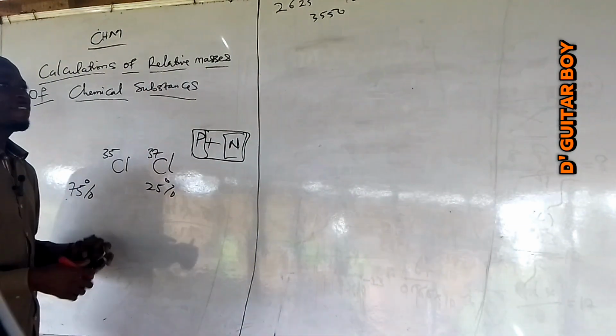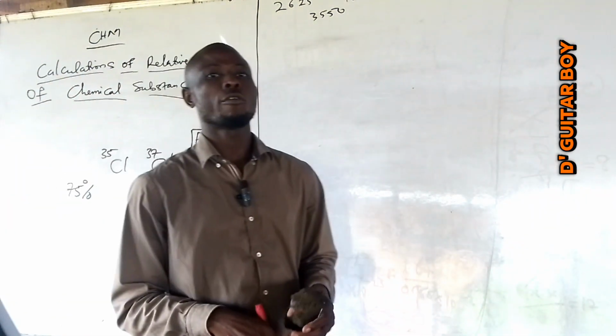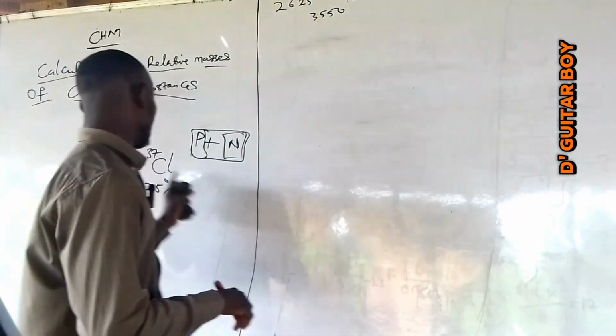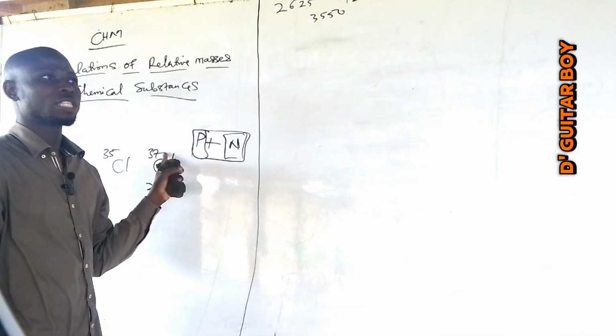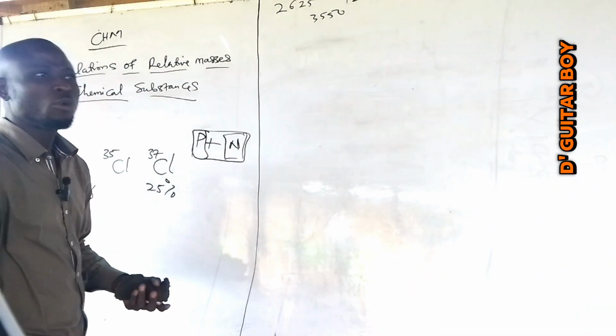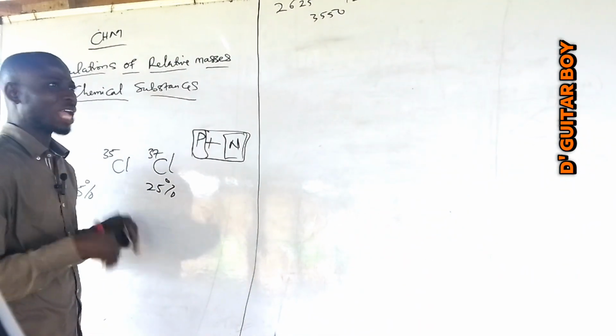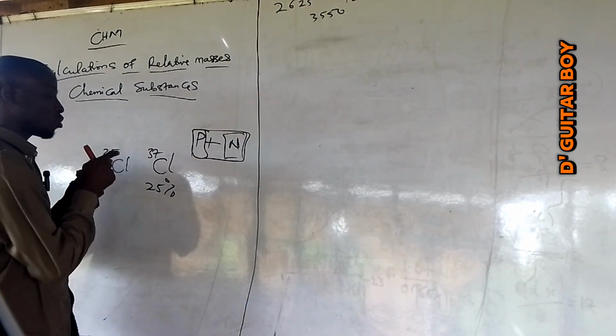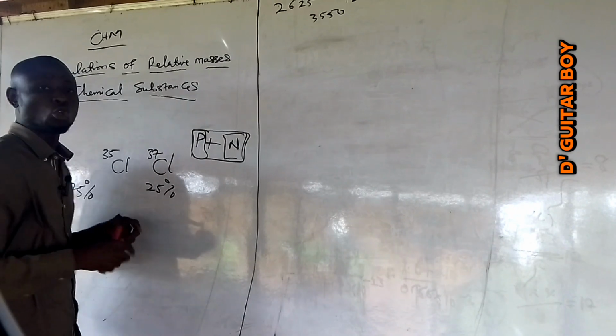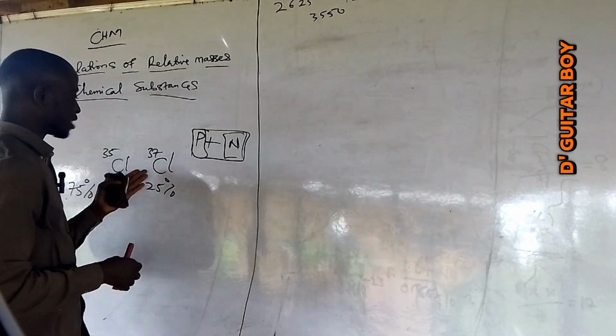So in this case, if I now ask you, what is the relative mass of chlorine? You see that this chlorine has a relative mass of 35, and this chlorine has a relative mass of 37. You will not be able to tell me that it is 35 because I have another chlorine that has 37, just as this one has 35. So you won't be able to tell me that it is what?